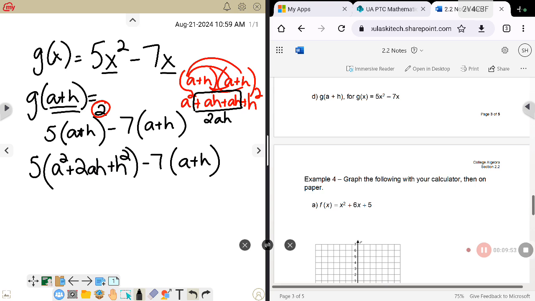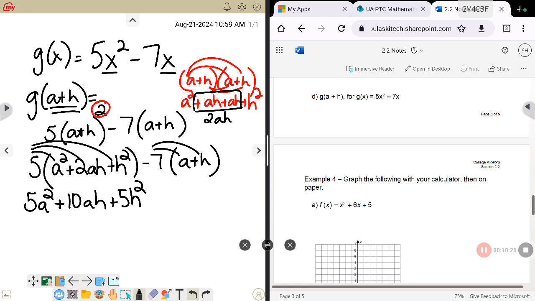I'll distribute this 5. So I have 5a squared. 5 times 2 gives me plus 10ah, plus 5 times h squared gives me 5h squared. And then I'll distribute this negative 7. So I've got minus 7a and then minus 7h.